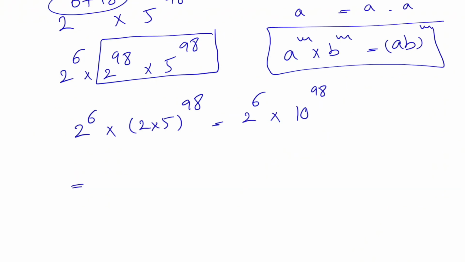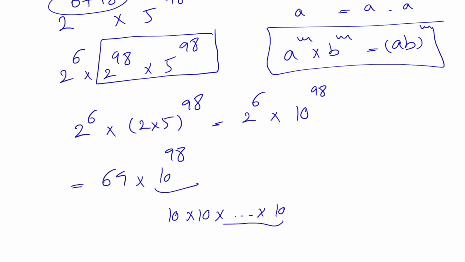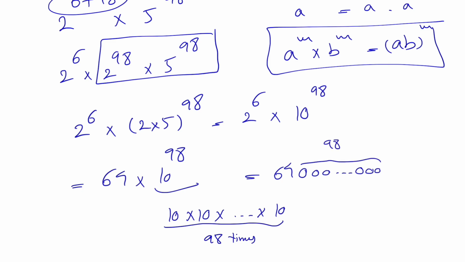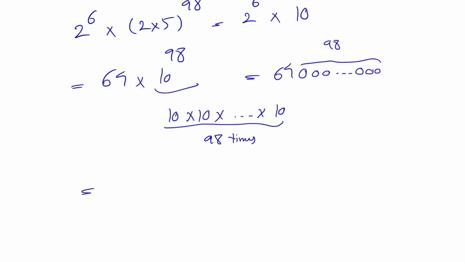So we know 2 to the power of 6 is 64, and we have 10 to the 98, and this will basically mean we have 10 times 10 times 10, and this will be 98 times. So basically we have 64, and we will have 0 0 0 0 0 0 0, and all of this would be 98.